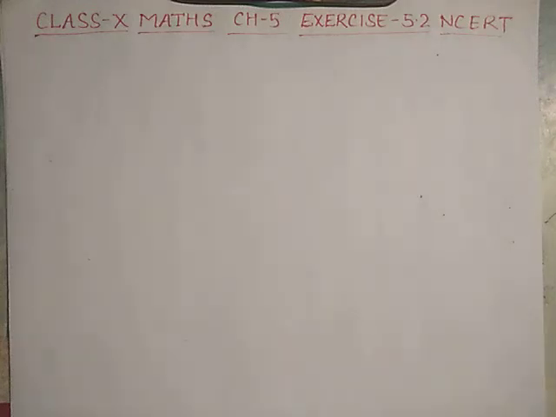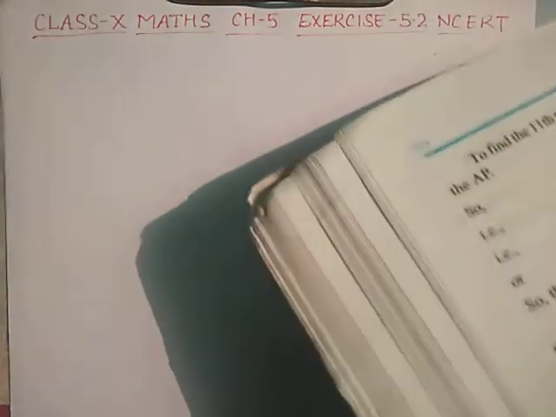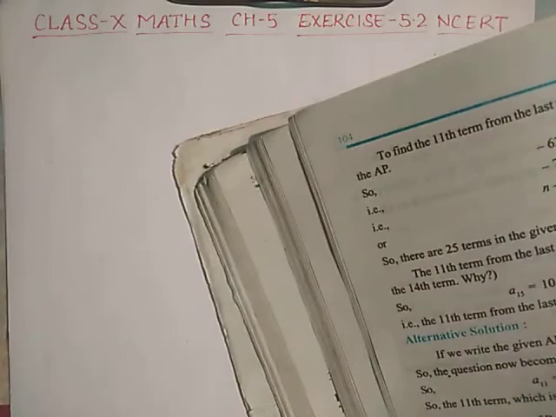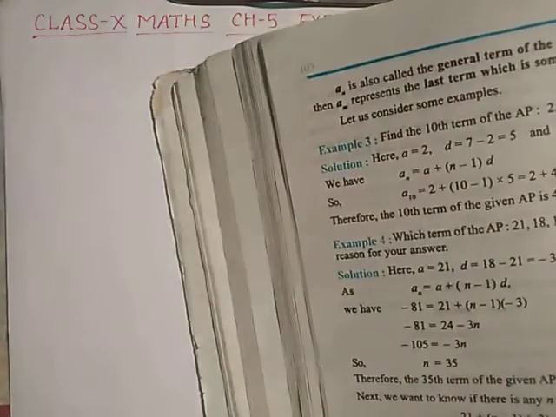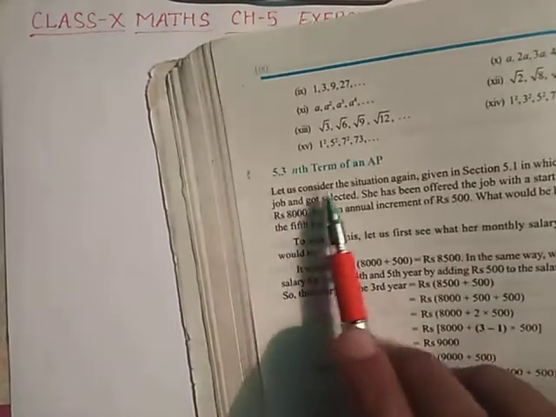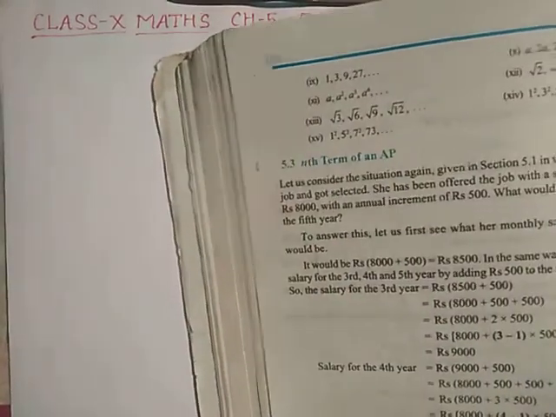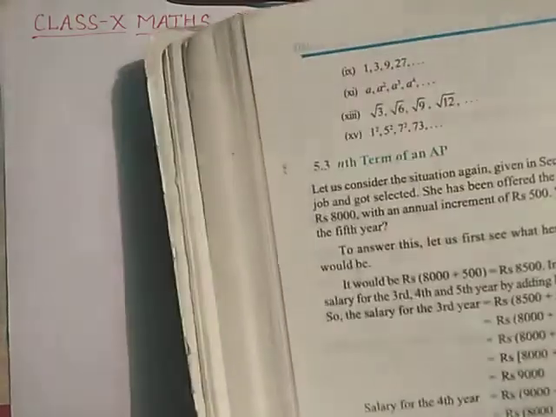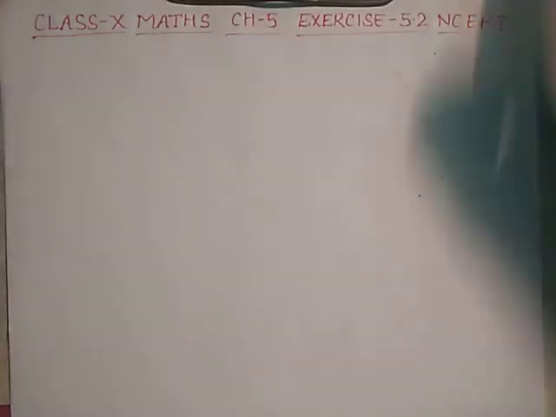Dear students, as you know, we are doing chapter number 5, arithmetic progressions, and we have done exercise 5.1. Today we will discuss exercise 5.2. Exercise 5.2 is based on the general term of an AP, or we can call it the nth term of an AP. So first of all, what is the nth term or general term of an AP?